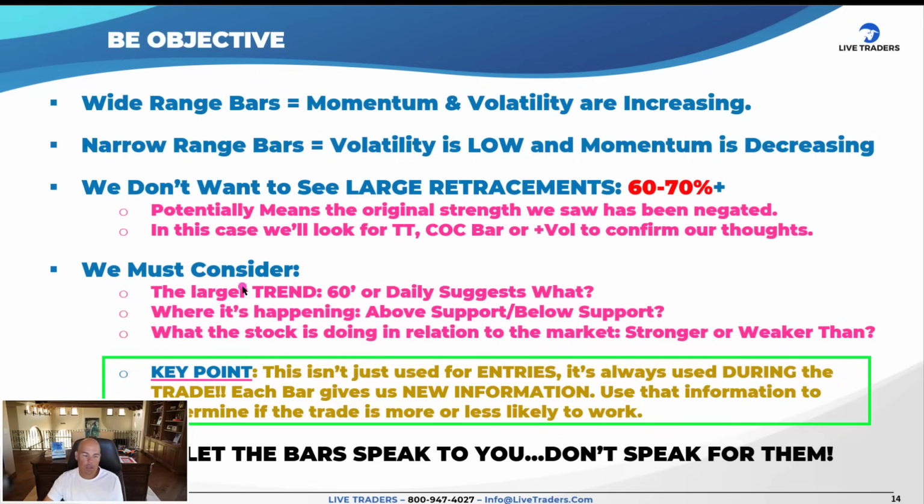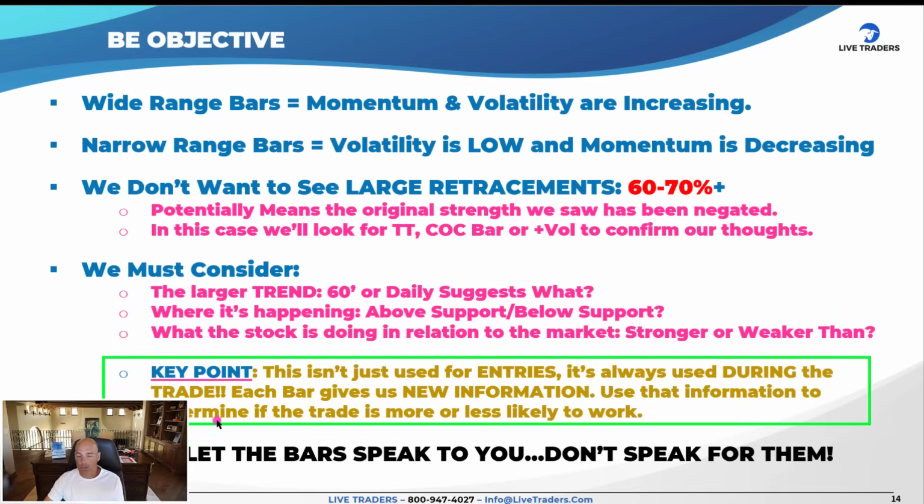We must consider the larger trend, 60-minute or daily. What does it suggest? If it's a higher time frame uptrend, buyers are in control, that's good. But we still have to look at the lower time frame as well, right? We also have to look at the higher time frame to see what is happening there. Are we getting close to a higher time frame resistance area? You forgot to look at the higher time frame. What the stock is doing in relation to the market is also very important on all time frames. On all time frames, okay?